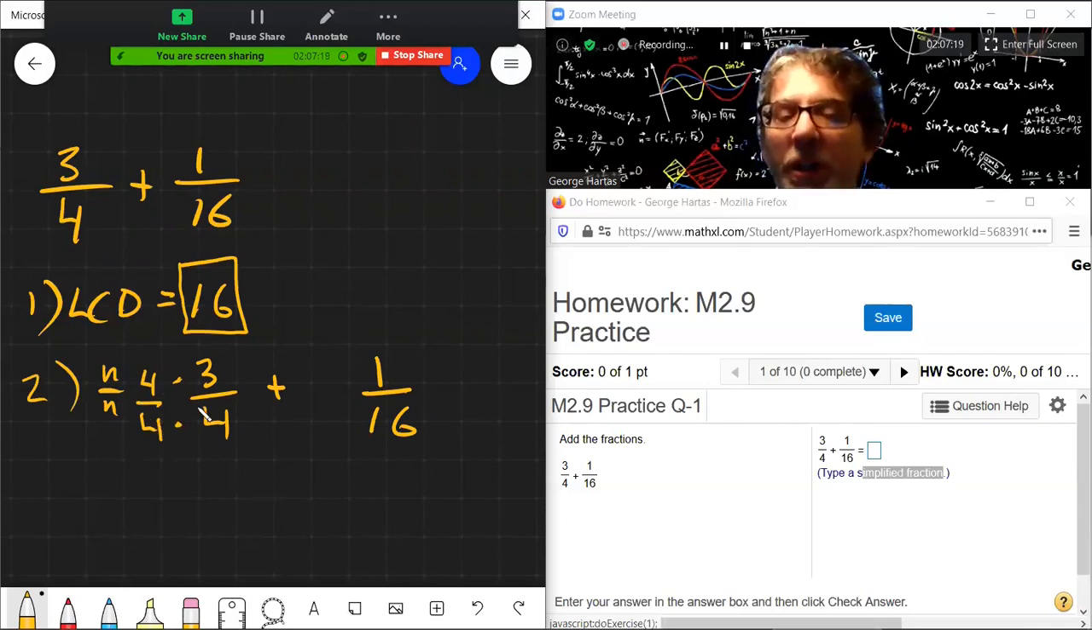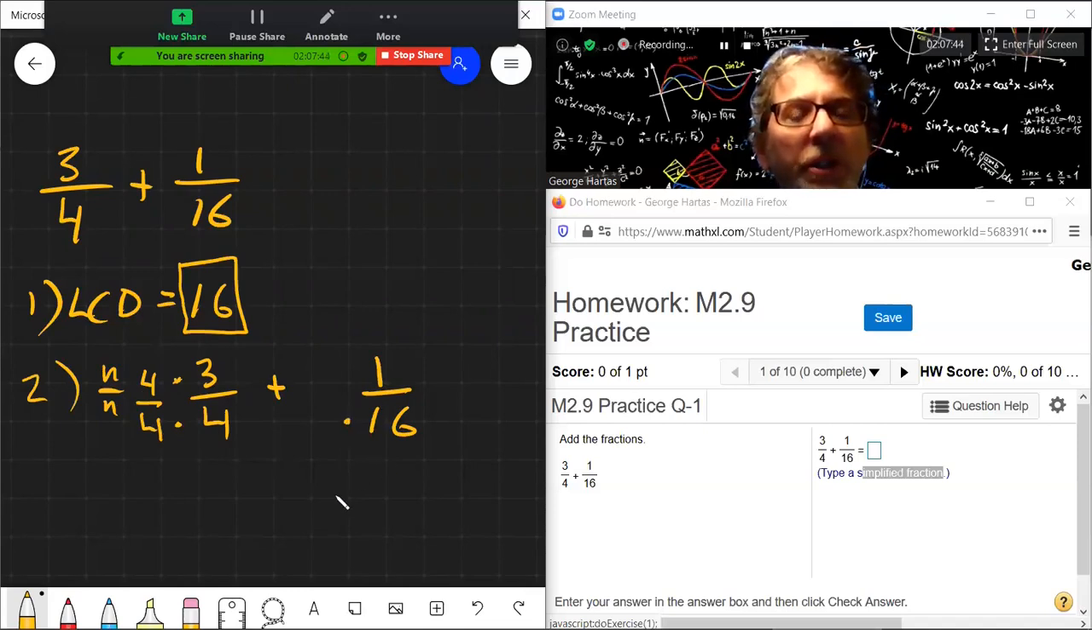We're not changing the ratio. We're making it bigger. We're increasing the size of the fraction so that the denominator matches the LCD. That's what we're looking to do. All right, so leave this alone for now. Now let's move over to the next fraction.